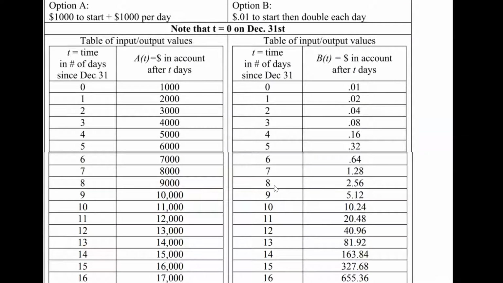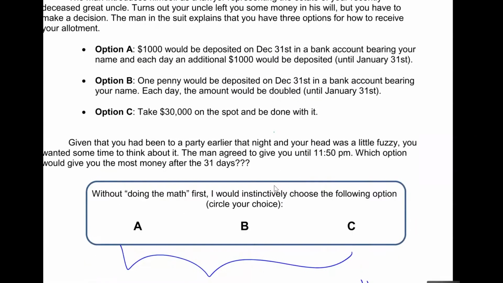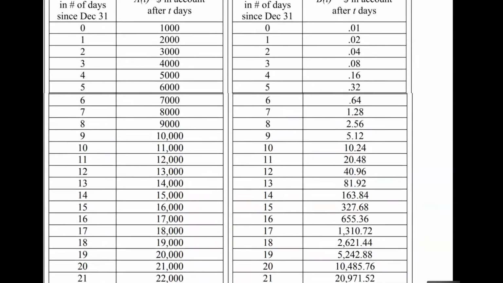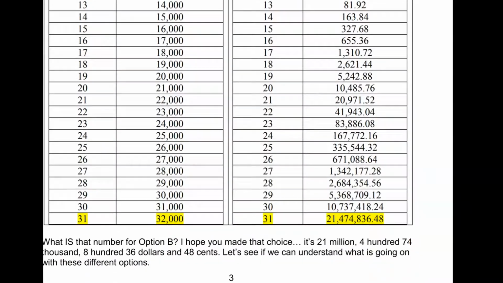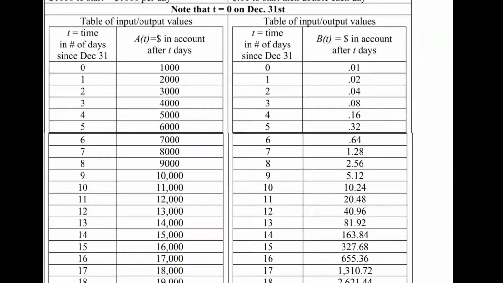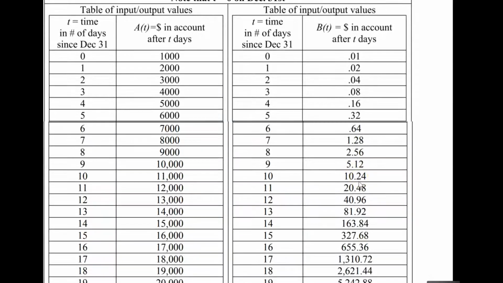Okay, so let's look at option A, option B. All right, so option C, you get 30,000 on the spot, you're done. But if I look at, okay, how many days, and then how much money do I have? Ooh, okay, so look, under option B, what is that number? $21,474,836.48. Wow, what the heck? We started out with getting a penny. The next day we got 2 pennies, then 4, then 8 pennies, then 16. Alright, so we're really not making great money. Even on day 10, the amount of money we get in one day, that's not even minimum wage.